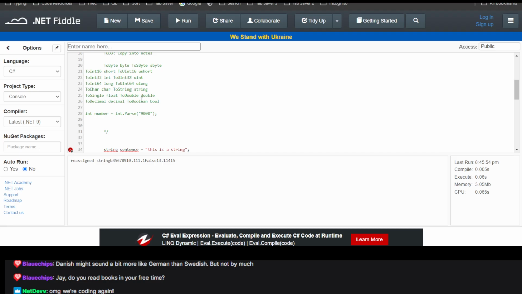Which of the options can hold the largest numbers? So decimal. Which of the options is the most precise? Wait, no, I just messed it up again. Which can hold the largest numbers? Double. Double. Which is the most precise? Decimal. Yeah. One second.